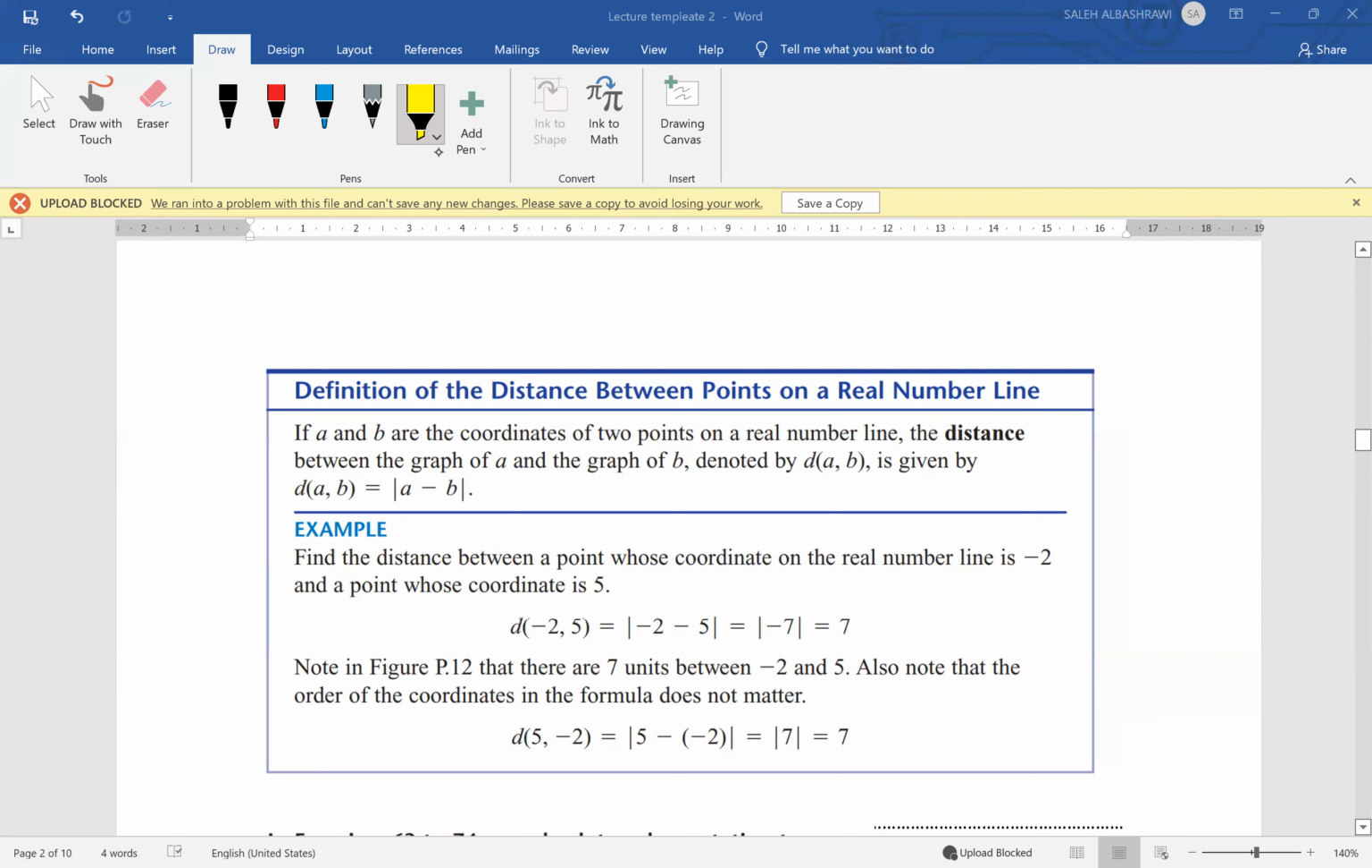So we can say that if A and B are coordinates of two points, or two real numbers on a real number line, the distance between the graph of A and the graph of B, denoted by d(A,B), is given by the absolute value of A minus B. So the distance between two points on the real line is equal to the absolute value of A minus B, or B minus A, because the absolute value of A minus B equals the absolute value of B minus A. It is the same.